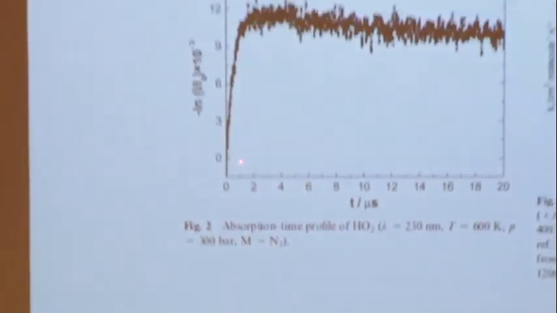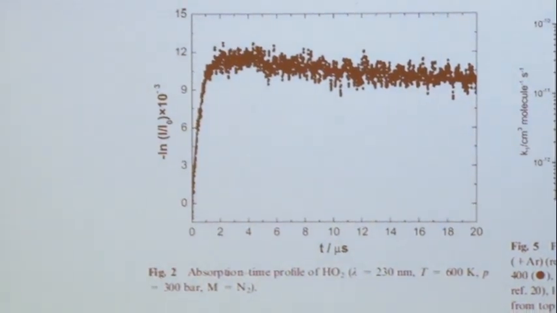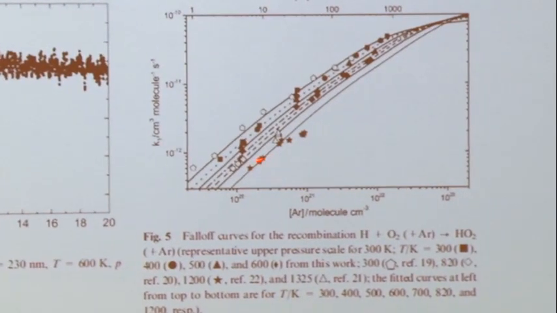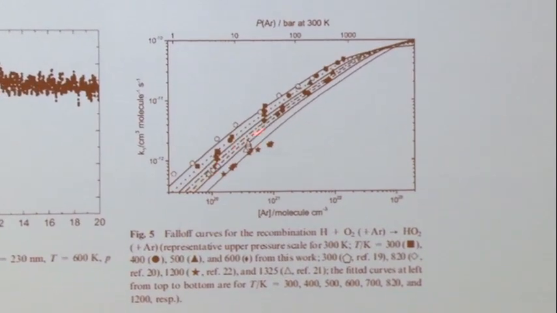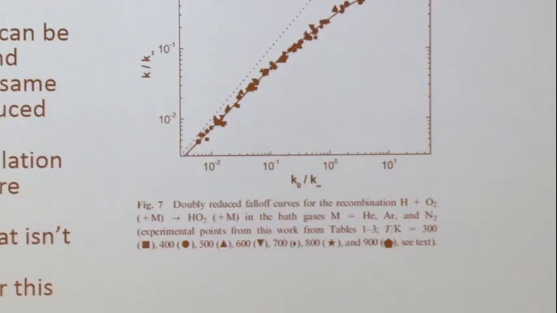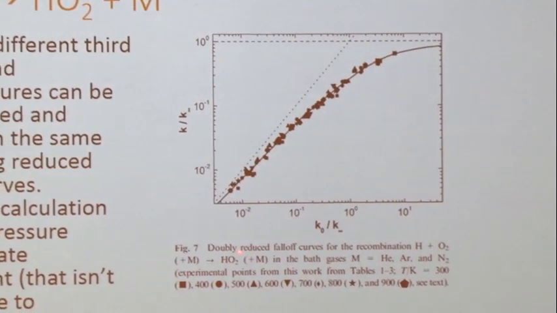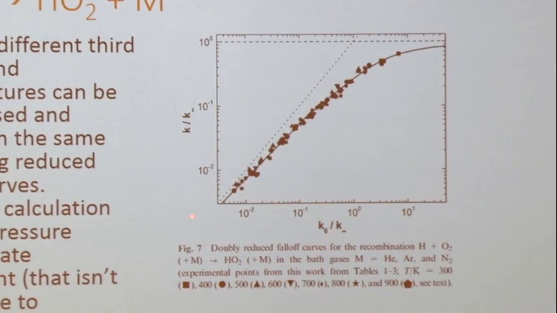You can see this is the time profile of the absorption of the HO2 being formed. HO2 is rising, and then there are the fall-off curves at different temperatures. Depending on the temperature, you need different amounts of the bath gas to capture the H plus O2, and there's a theory to understand that. If you can do a reduction and all the data basically falls on one line, it means you really understand what's happening.